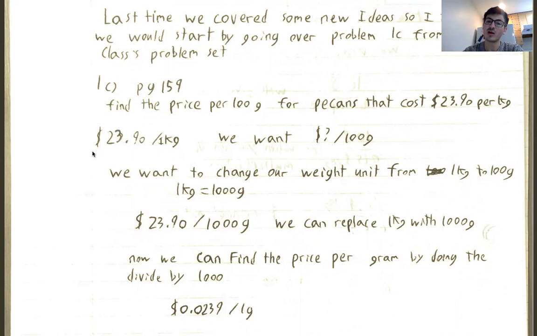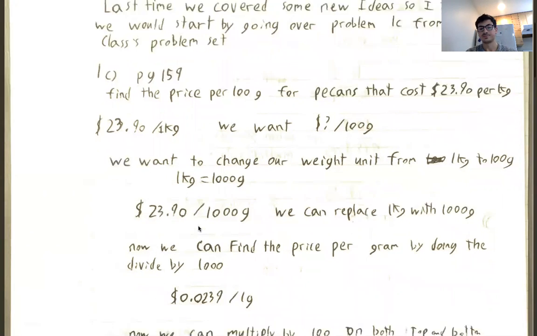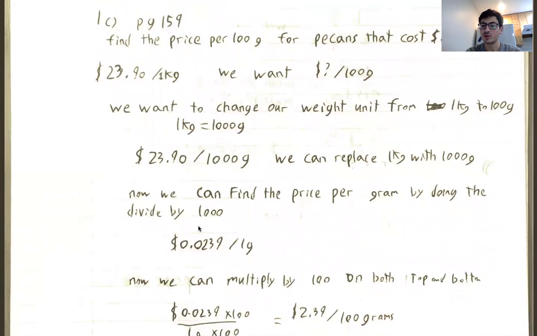So we know that 1 kilogram is equal to 1,000 grams. So we can just replace the 1 kilo with 1,000 grams. So this is going to be $23.90 divided by 1,000 grams. Now we can actually do the division. So the grams are going to be the unit, but we have a number 1,000. Just like when we have 23.9, the unit is price, but we still have that value 23.9. So we can actually do the division of 23.9 divided by 1,000.